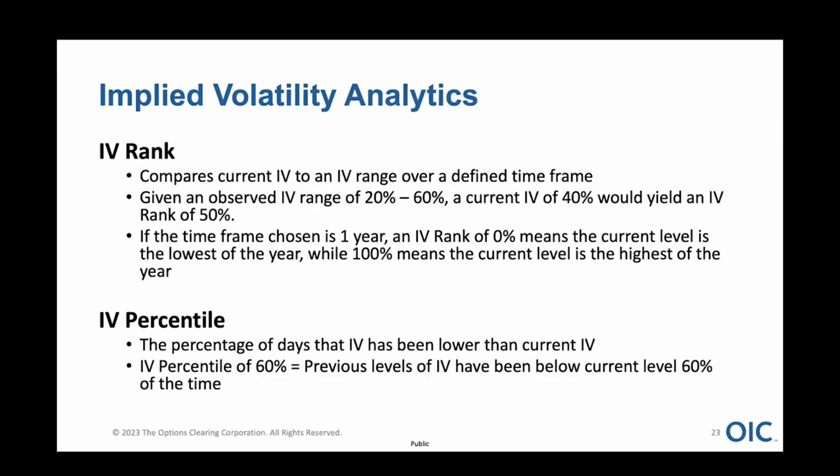So now let me talk about implied volatility analytics. There are two types of analytics, and many brokers offer these on their platform. The first one is called IV rank and IV percentile. These analytics allow you to analyze the implied volatility and give you an idea of how expensive or cheap those options are at any given time.